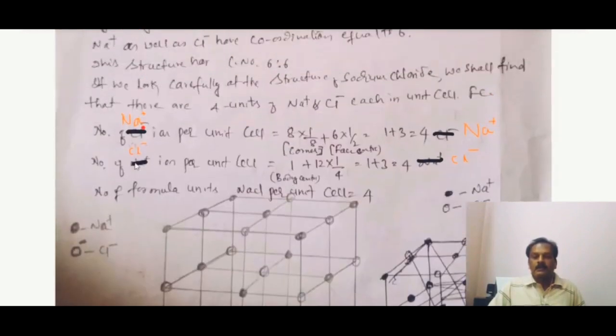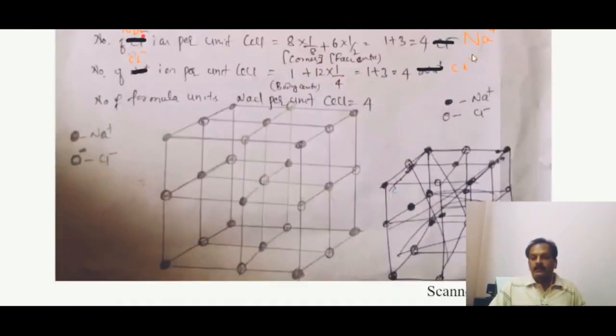So the number of Cl- per unit cell is 1 at the body center, plus the contribution of the edge particles. 12 is the total number of edge particles of Cl-, and the contribution of each particle to the unit cell is 1/4. So 12 into 1/4 is 3. So totally we have 1 plus 3, which is 4 Cl- ions. When you consider the entire unit cell, it is equal to 4 Na+ ions and 4 Cl- ions. So 4 NaCl formula units are present in the unit cell of sodium chloride.